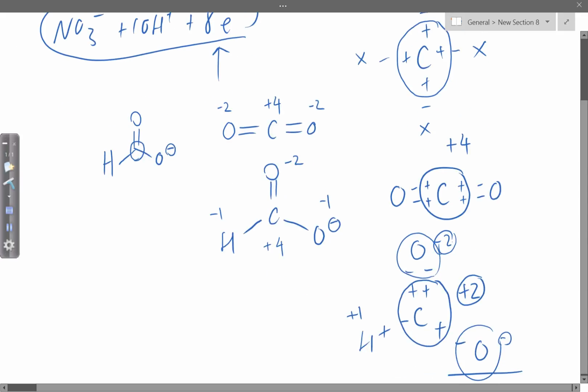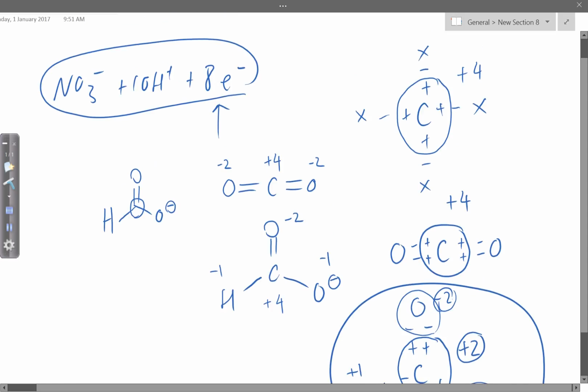Each methanoate must see a 1:4 ratio, that means one of these will react with 4. In other words, these 8 electrons must come from these 4 methanoate. Correct? So each methanoate will give out how many? 2. Correct? Makes sense, right?